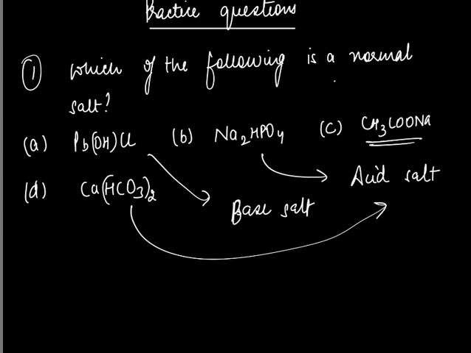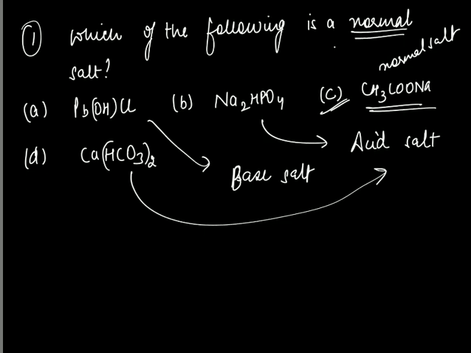So now coming to the C option. A normal salt is one which doesn't have any of these, meaning not even a replaceable hydroxide ion and not even a replaceable H positive ion. So this is our normal salt. So C option is correct.